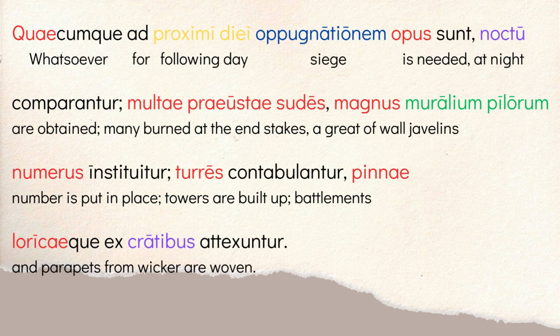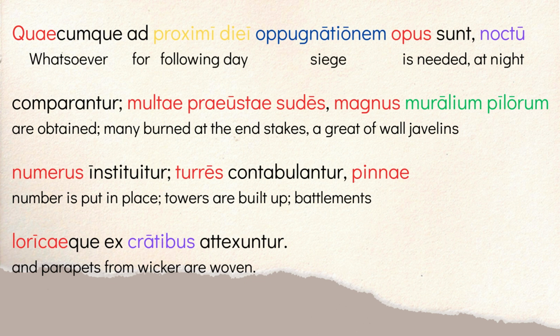So you have quaecumque, whatsoever. So you have whatsoever opus sunt, work is needed. Whatsoever is needed is kind of one day you could do it. Whatsoever is the work to be done is kind of another way to translate this. For the following day, ad proximi diei, for the siege is the idea. So it's saying whatsoever work is needed for the siege on the following day at night, noctu comparantur, is obtained. So these things are all obtained at night, whatever they need for the siege.